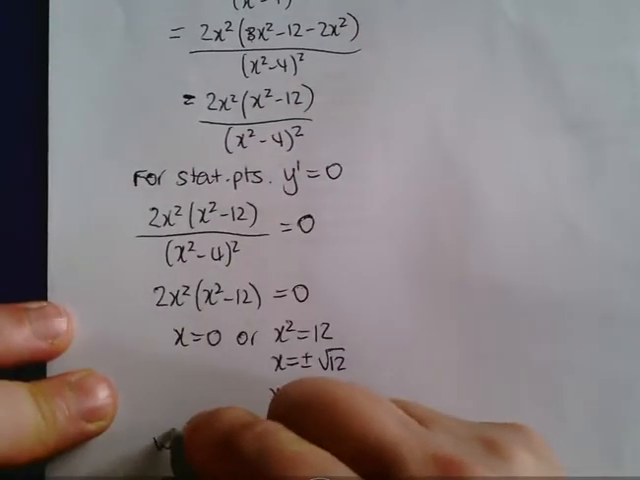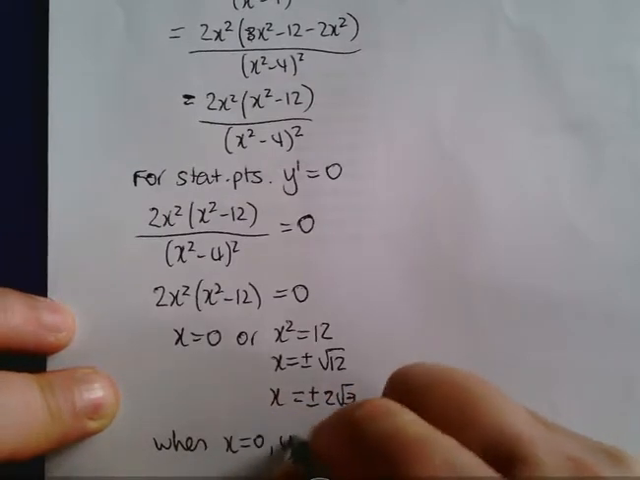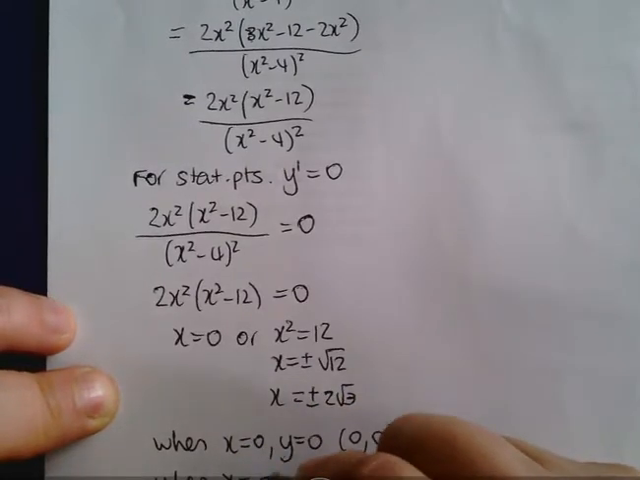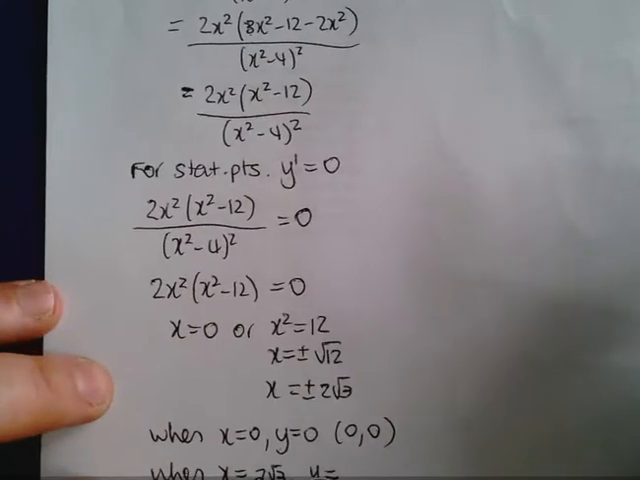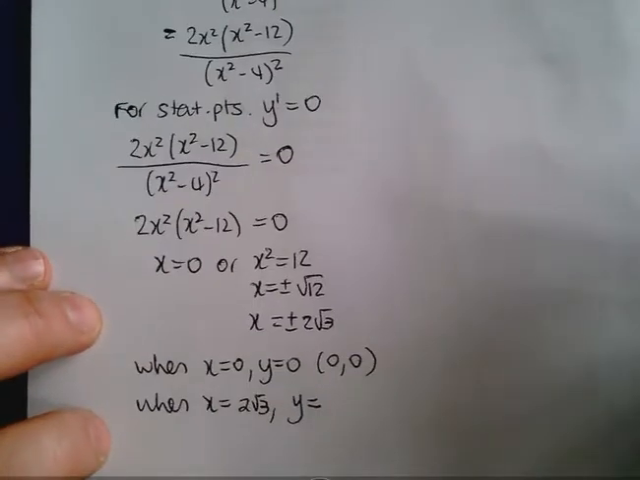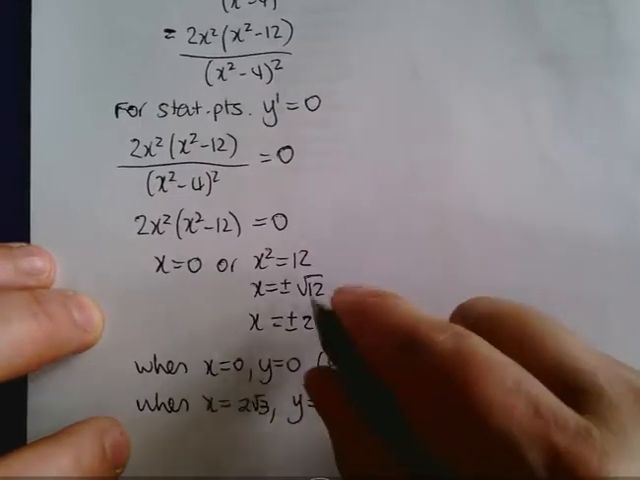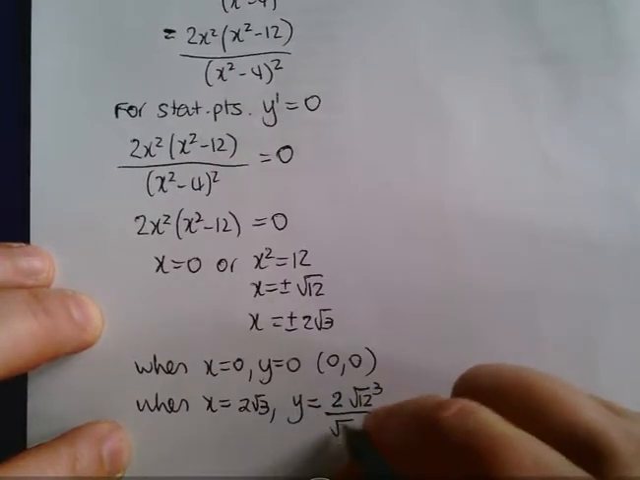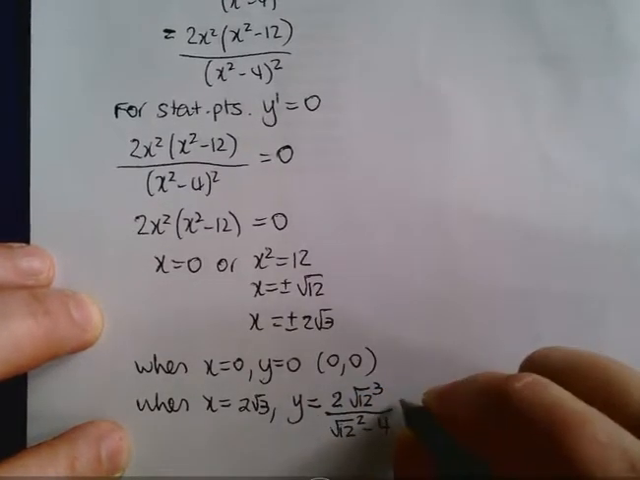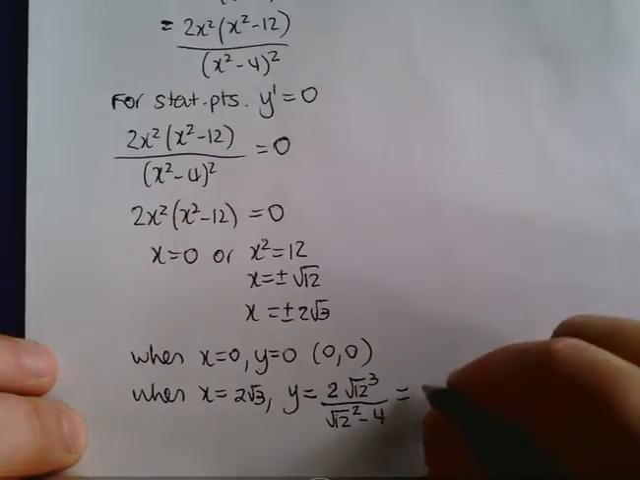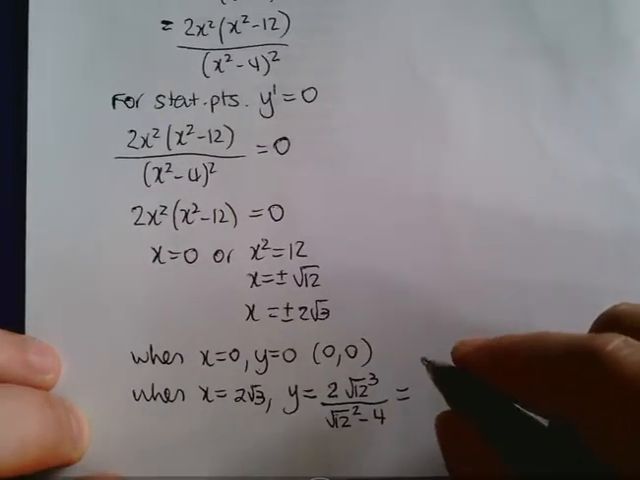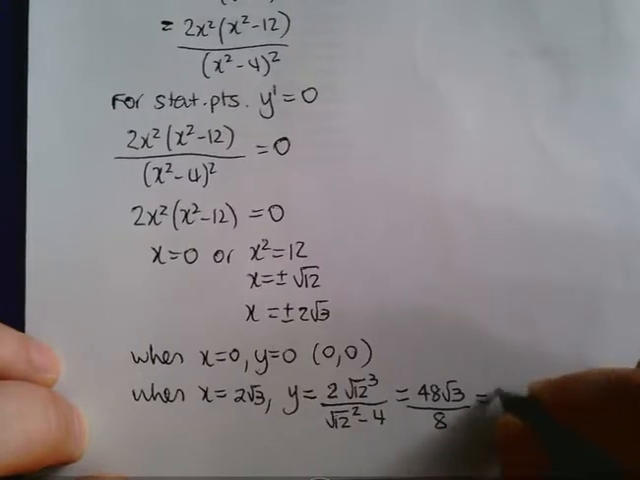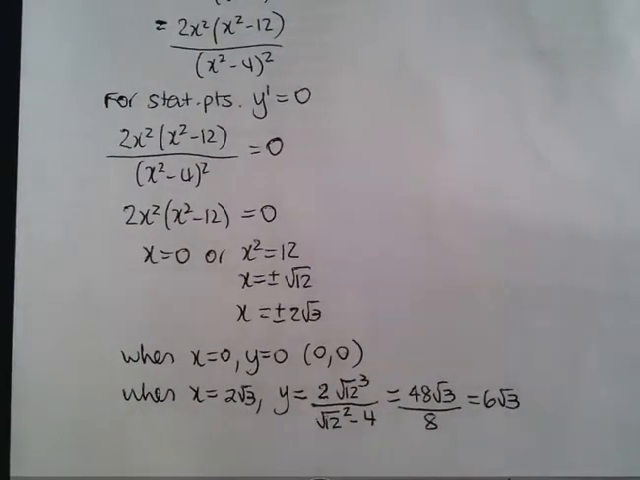Right, let's work out the y values. We know that when x is 0, y is 0 from above. When x is positive 2 root 3, y is 2 times, I might just keep it as root 12 actually, 2 times root 12 cubed over (root 12 squared minus 4), which is 2 times 12, that's 24 root 12, which is 48 root 3, over 12 minus 4 is 8. I'm getting 6 root 3. Is that what you got? 6 root 3?